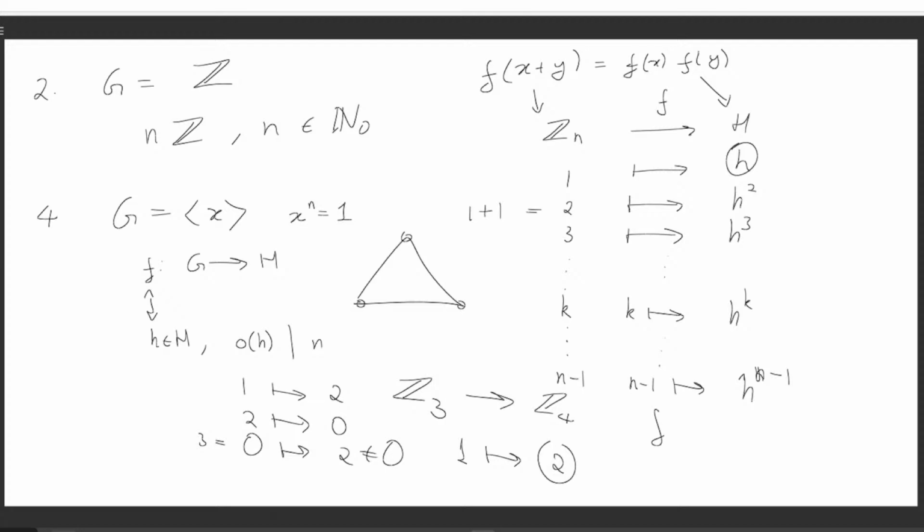I'll write it in multiplicative notation itself. Observe that f of x power n is equal to f of x, whole power n. But x power n is 1, so this is f of 1, which must be 1 in H. So whatever you do, f of x has to be some element such that its power n is equal to 1. Does that mean its order is n? Not necessarily.